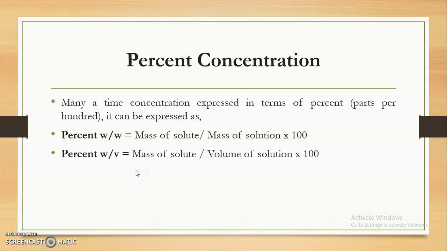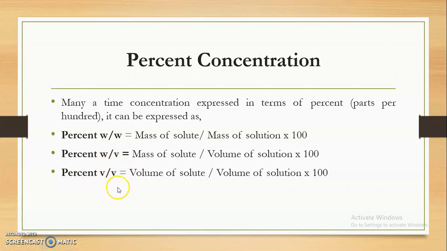If you check the labels of different branded marketed drugs that are present in the market, you can observe these terms. For example, in a suspension you will see either W by V, W by W, or another term, V by V, which represents the concentration in terms of percentage. The last percent term that is used for the expression of concentration is percent volume by volume, where both the solute as well as the solvent or solution are present in the form of volume.